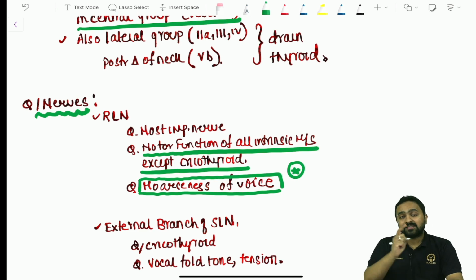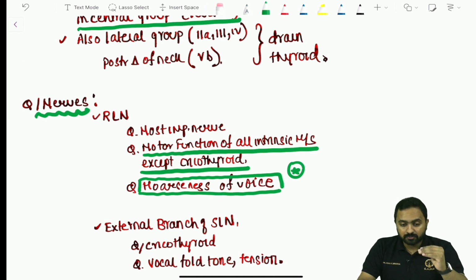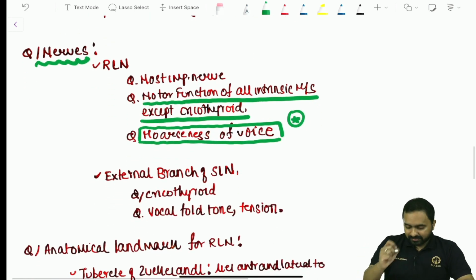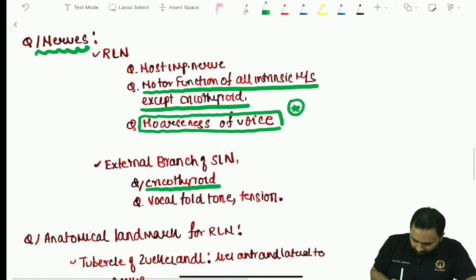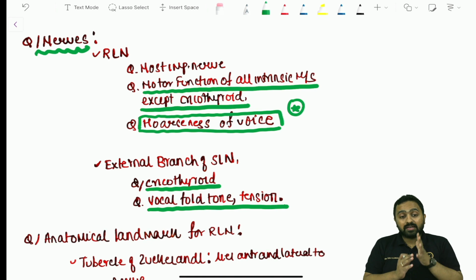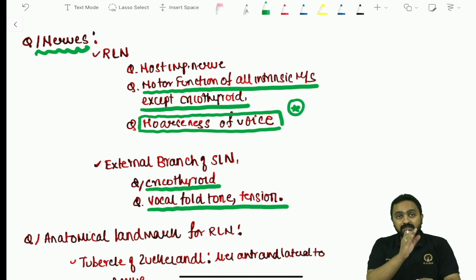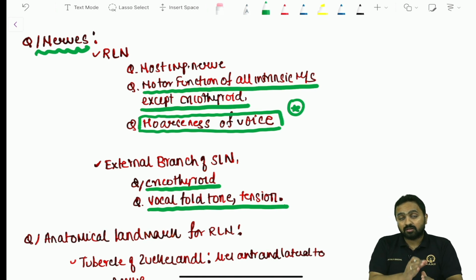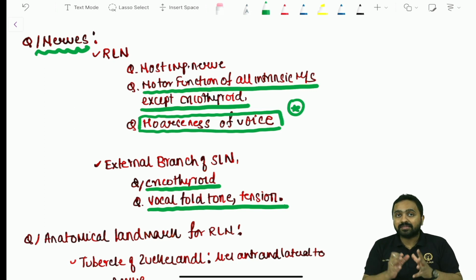Then the next important nerve in thyroid surgery is the external branch of the superior laryngeal nerve. What does it supply? It supplies the cricothyroid, and it maintains the vocal fold tone or tension. So, if there is an injury to the external branch of the superior laryngeal nerve, there is going to be a change in the pitch of voice.